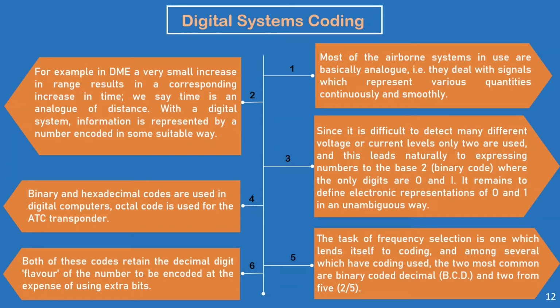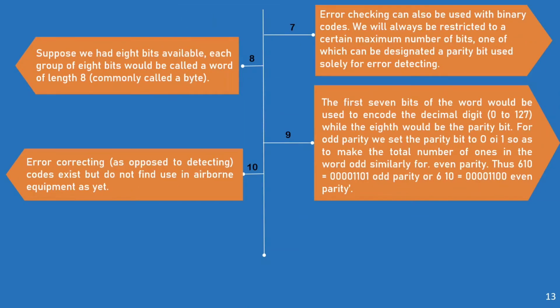The task of frequency selection is one which lends itself to coding, and among the several codes used, the two most common are binary coded decimal, BCD, and 2 from 5, or 2 by 5. Both of these codes retain the decimal digit flavor of the number to be encoded at the expense of using extra bits. Error checking can be used with the binary codes.